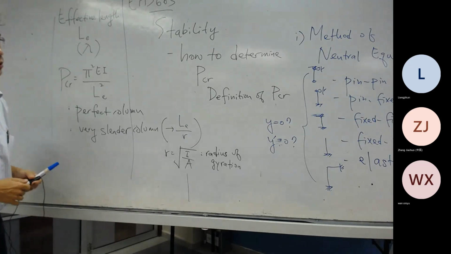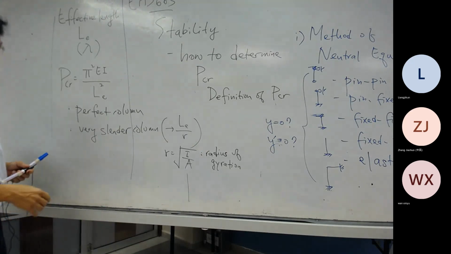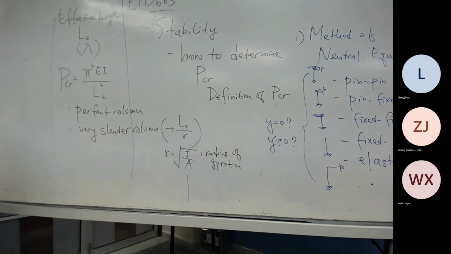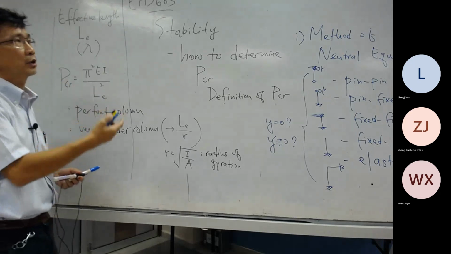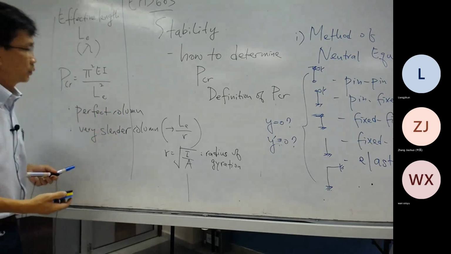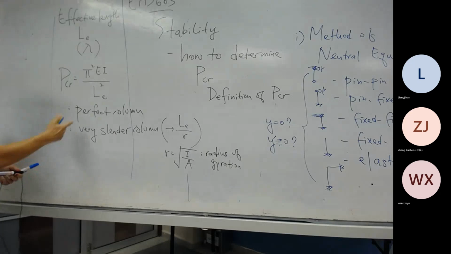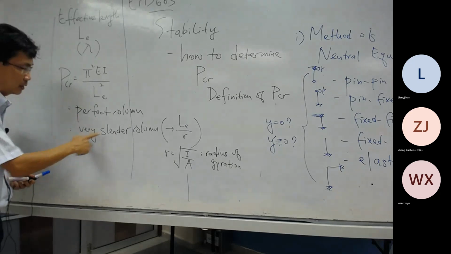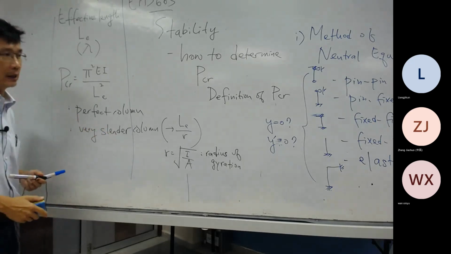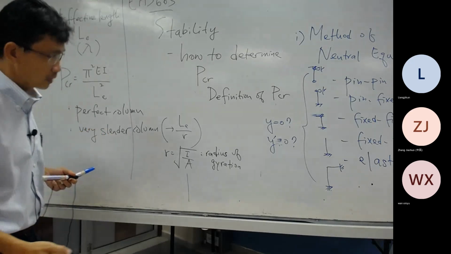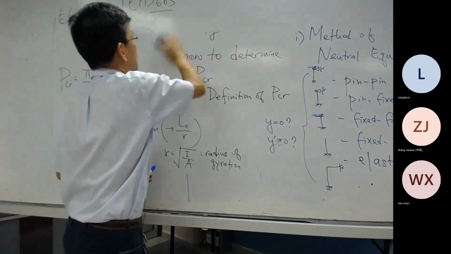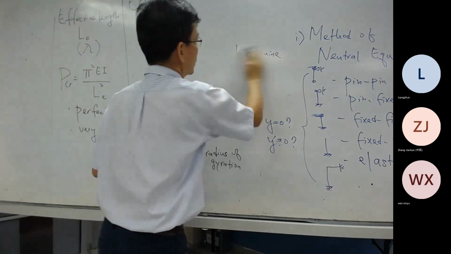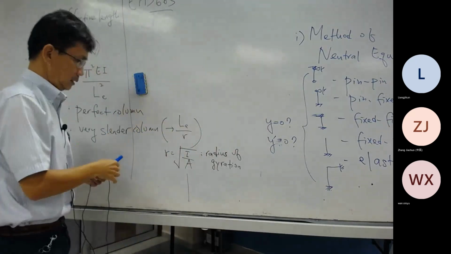Because for a short column, the failure is because of material failure. So we look at another formula. This is the Euler formula, but we go to another formula which can be applied to both slender and short columns. That is what we call the Rankine formula.